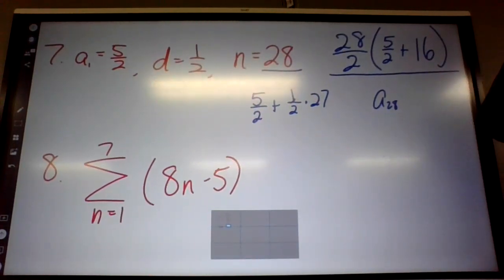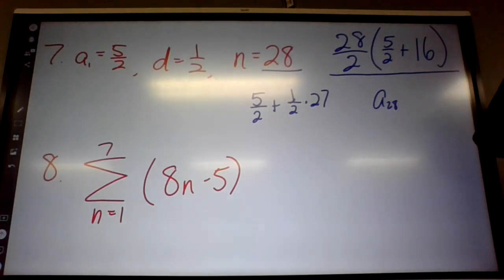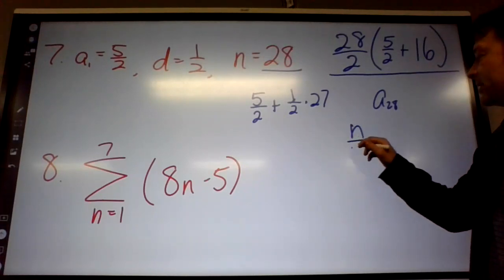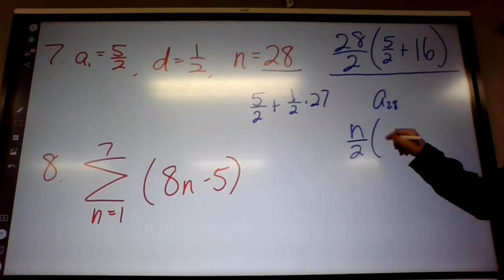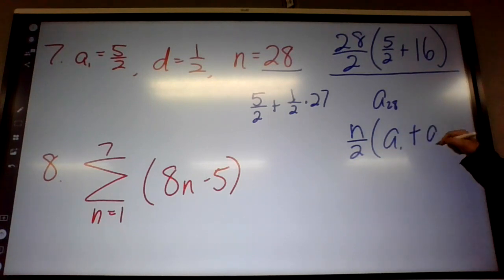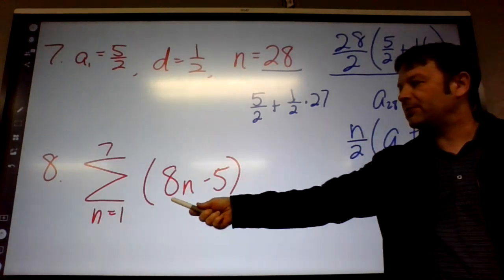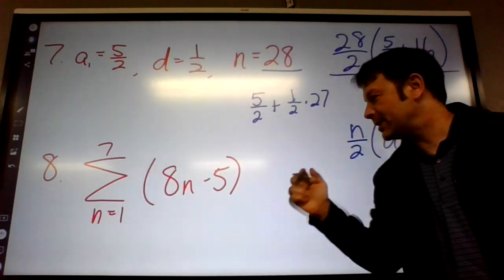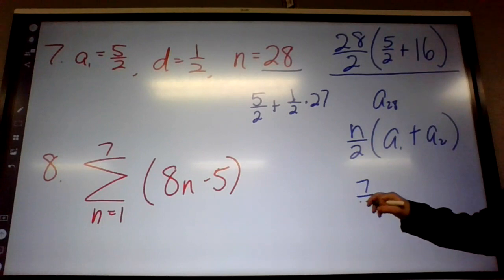All right, number 8, same thing, but this is in sigma notation. So on that formula, we have n/2. What is n going to stand for on this problem? 7, because we're going from 1 to 7, right? So that would be the number of terms.